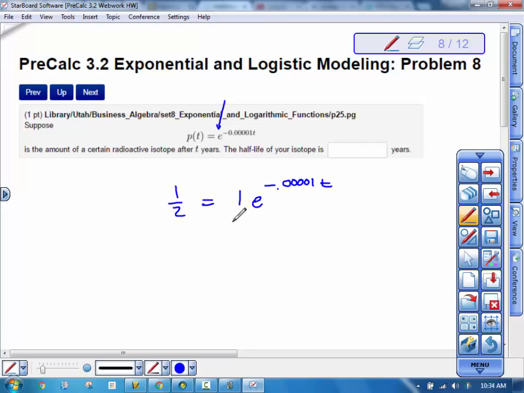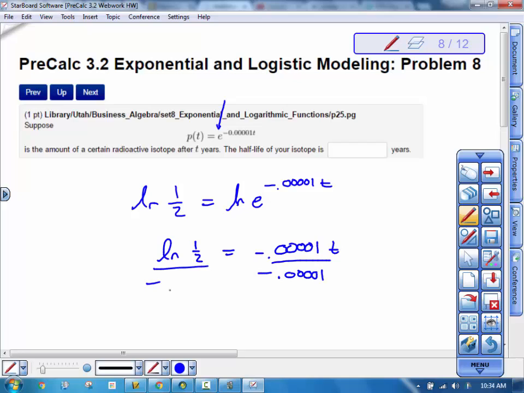When do we have half that amount? Well, I'm going to take the natural log of both sides. So that brings the exponent down. So the natural log of 1/2 equals negative 0.00001 t. Divide both sides by negative 0.00001. And that gives me a time of about 69,314.7 years.